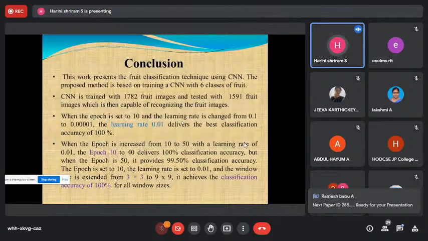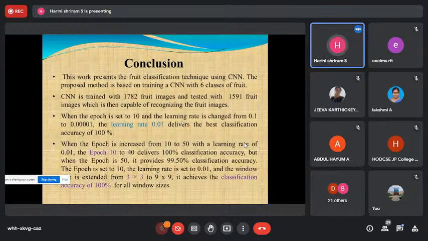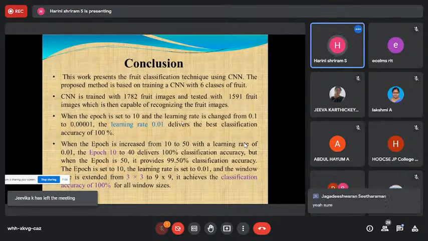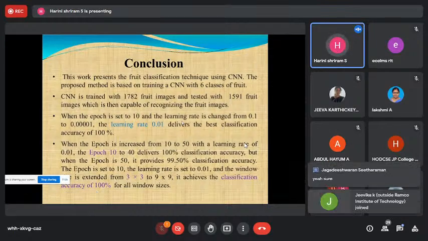This is our conclusion. This presents the fruit classification technique using CNN. We have trained the CNN with 1782 images and tested with 1591 images. From this observation, we have set the learning rate as 0.01 and epoch 10. Window size is 3x3. For this, we have obtained the classification accuracy of 100.